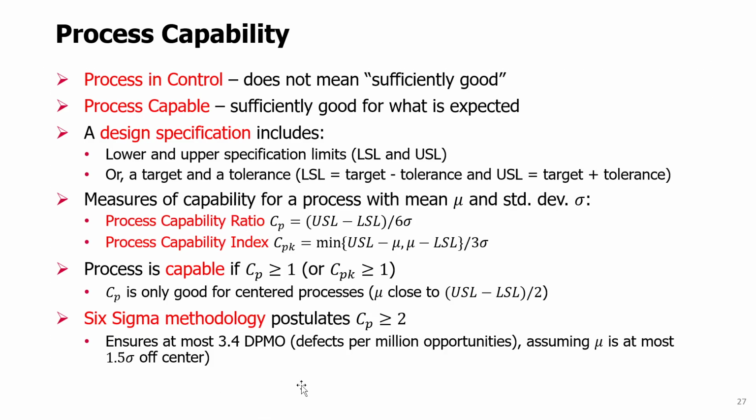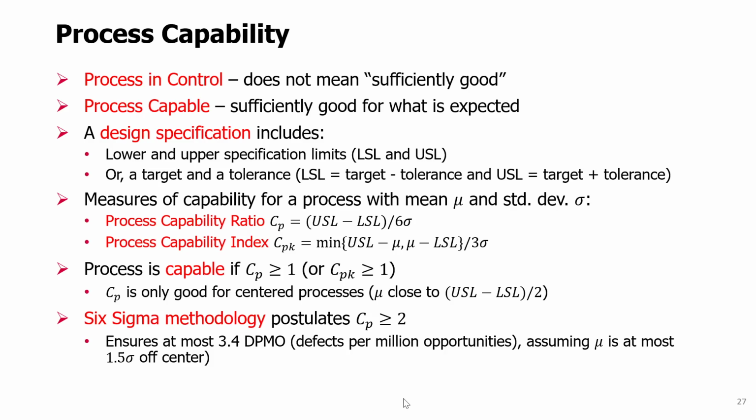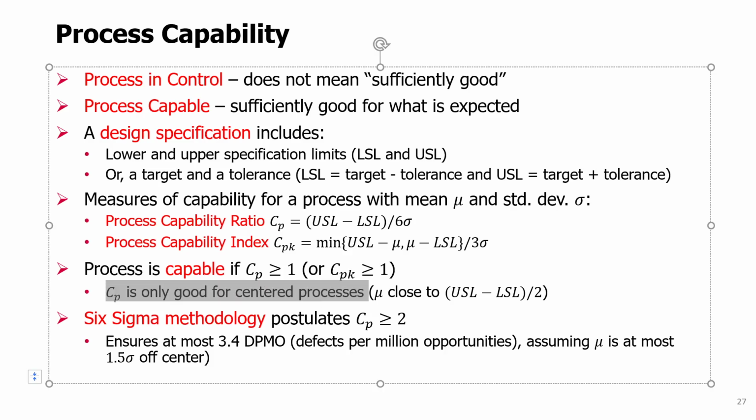So why are these ratios or indices useful? Well, because we can, for example, decide that a process is capable if the value of the ratio or the index is at least 1. This is what has been done in the literature in the past. Notice that Cp is only good if you know that your process is centered and you only want to control variability. So if your mu is close to the mean of the upper and lower specification limits, which is equal to the target value. If it's not, better use Cpk, if the mean can vary.